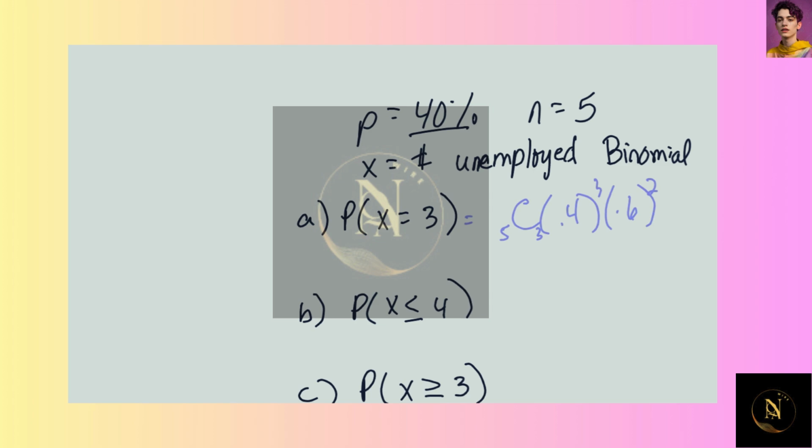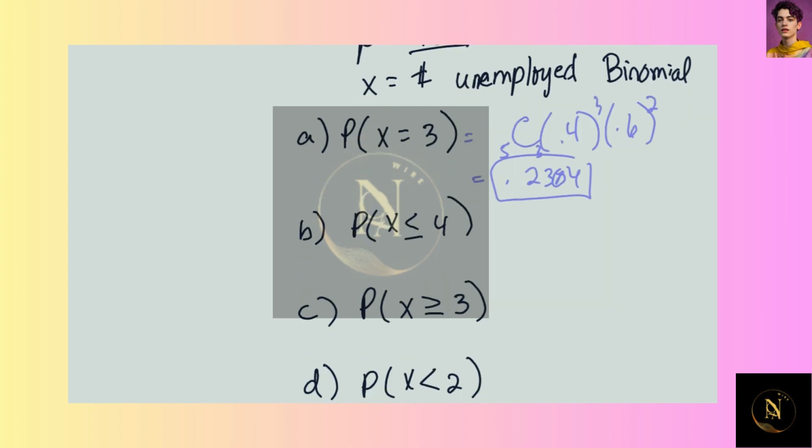And 5 choose 3 is 10, by the way. So let me quickly type this in for you. And we find that that probability to 4 decimal places is 0.2304. That ironically is my address, so kind of funny.